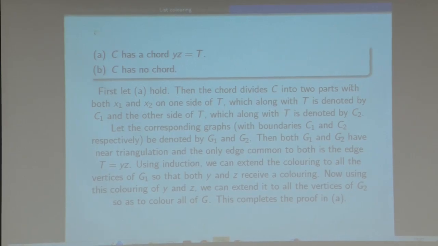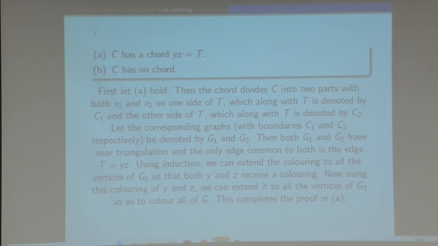If it does not have a chord, what it means is that inside of the outer cycle is completely triangulated. I mean, what you see inside that huge cycle is triangulated. Every region is a triangle. Now the chord divides that cycle into two parts, x1 and x2, the x1 x2 is an edge, so that they are on the same side. One part you denote by C1, the other side you denote by C2. So the corresponding graphs G1 and G2 meet only at YZ.